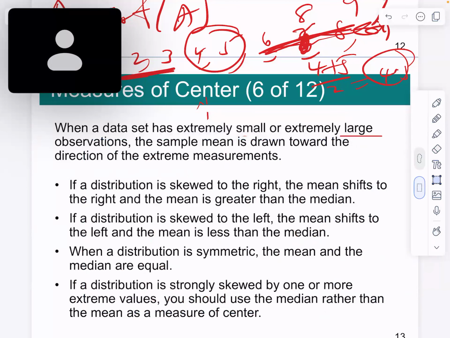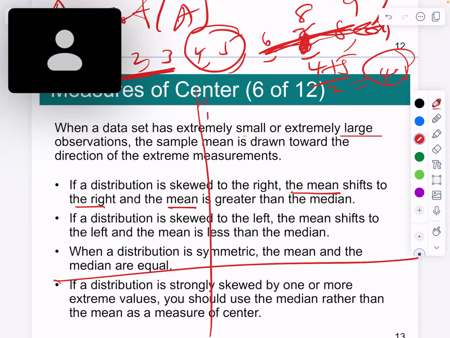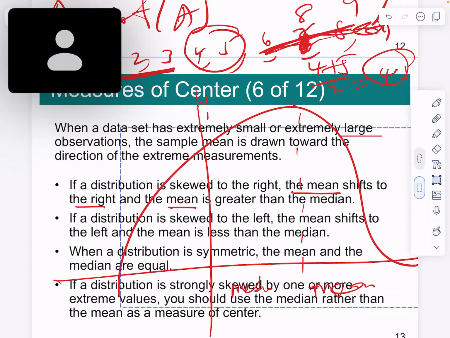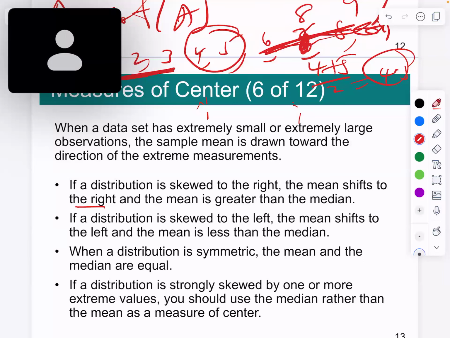Now, if a distribution is skewed to the right, the mean shifts to the right. That means the mean is greater than the median. Look at it: if you have this, the mean will tend to be here, and the median will be before the mean. That's what it says. Okay? And if a distribution is skewed to the left, the mean shifts to the left, and the mean is less than the median. When a distribution is symmetric, the mean and median are equal.